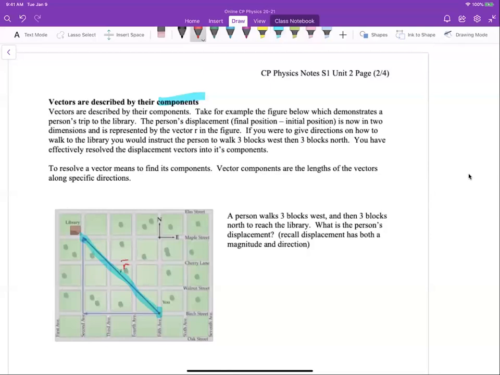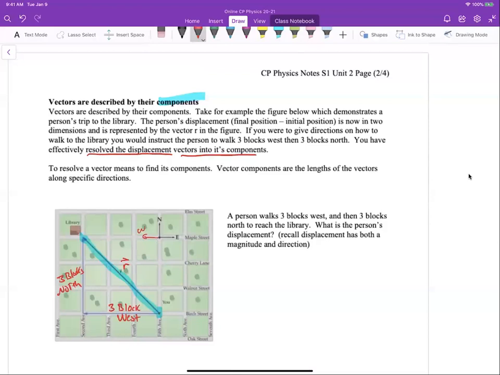But you're not going to walk that. You can't walk through, let's say, well, you could, I guess, but let's assume you can't because there are buildings on the block. You would walk 3 blocks west and 3 blocks north. Now, whether you realize it or not, you have just resolved the displacement vector into its components. The displacement vector is r, and you have actually resolved the vector into its components. So every vector has components.